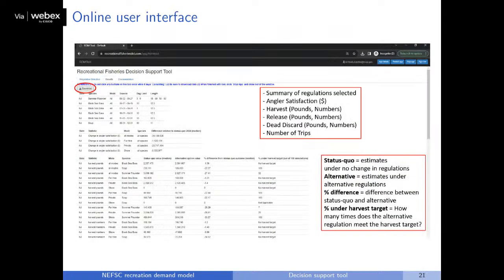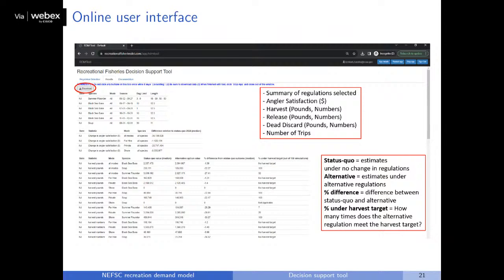And about 15-ish minutes later, the results populate this tab. There is a download button, so folks can save the results that they have just run and compare those on their local machines. The outputs include a summary of the regulations selected, so just an output of what you chose on the previous slide. Angler satisfaction in dollars, harvest, release, and dead discards in pounds of fish and in numbers of fish, and an estimate of the number of trips.